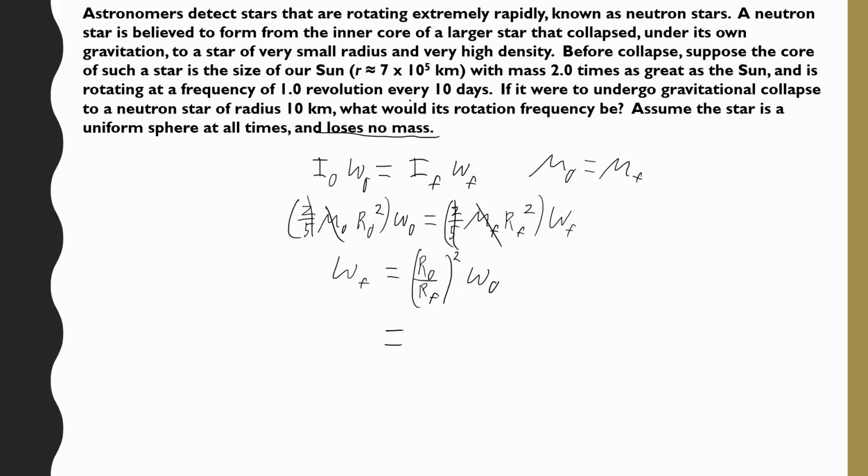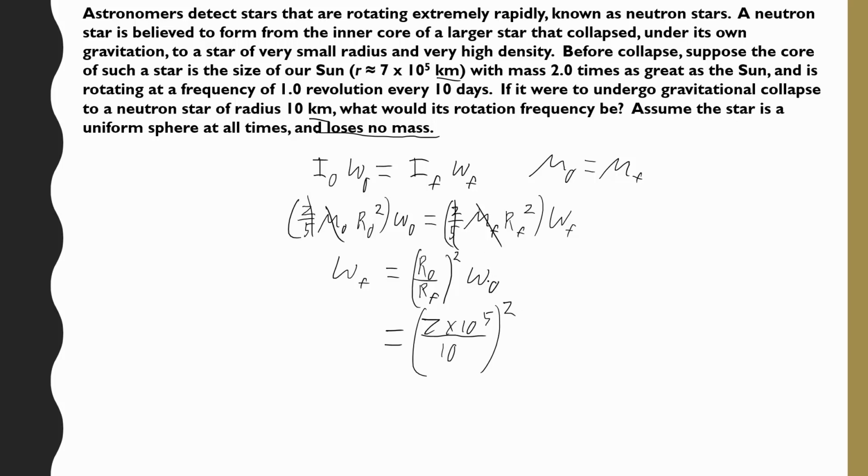We're given the initial radius is 7 times 10 to the 5th kilometers, and because we have a ratio here, this is in kilometers and the final radius is also in kilometers, so those units are going to cancel out and you don't need to worry about converting to meters, so that is squared.